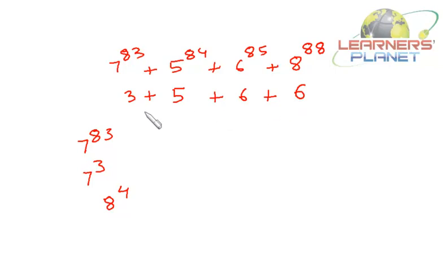Now we can calculate the unit digit: 3 plus 5 is 8, 8 plus 6 is 14, drop 1 and continue with 4, that 4 plus 6 will be 10. So what we'll get at the unit place is 0. It's very simple friends.